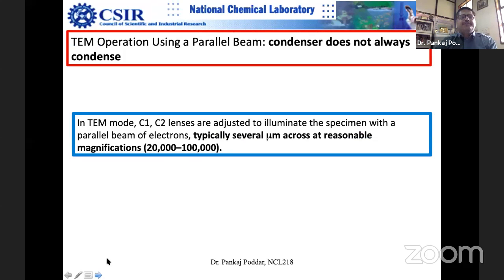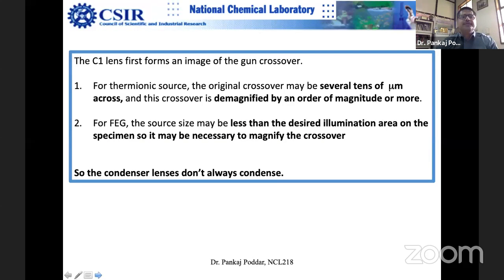Okay, so let me move to the next slide. You could see that C1 and C2 lenses are adjusted to illuminate the specimen with a parallel beam of electrons. So in normal TEM imaging, the beam is mostly parallel, right? And you basically shine several micron area, for example at 20,000x or 100,000x. So typically several micron area of your sample is getting illuminated. So this is all we have learned, right?